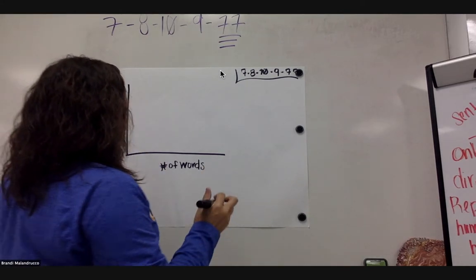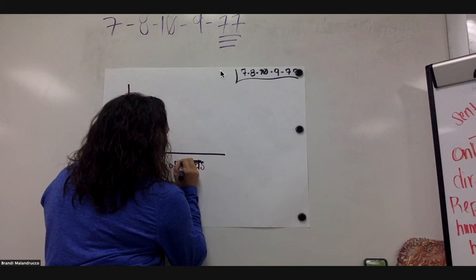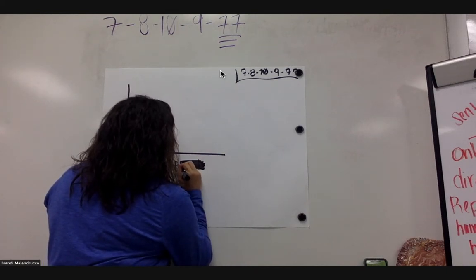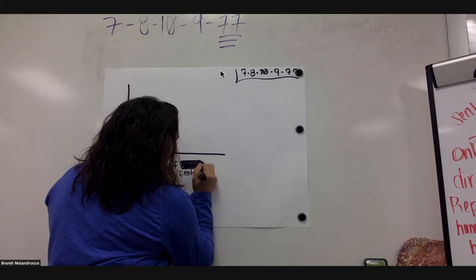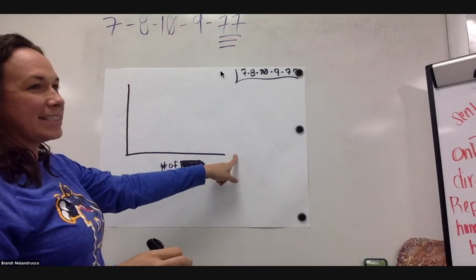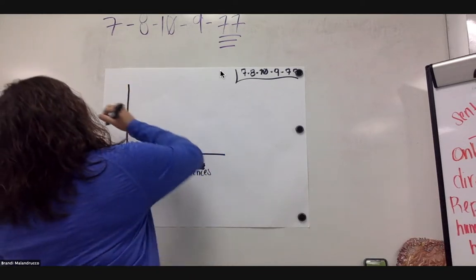No, that's not right. I did that wrong. My bad. And I'm not going to restart the video. It's going to be the number of sentences. Aren't y'all glad I teach English? So it's the number of sentences on the x-axis, number of words on the y-axis.